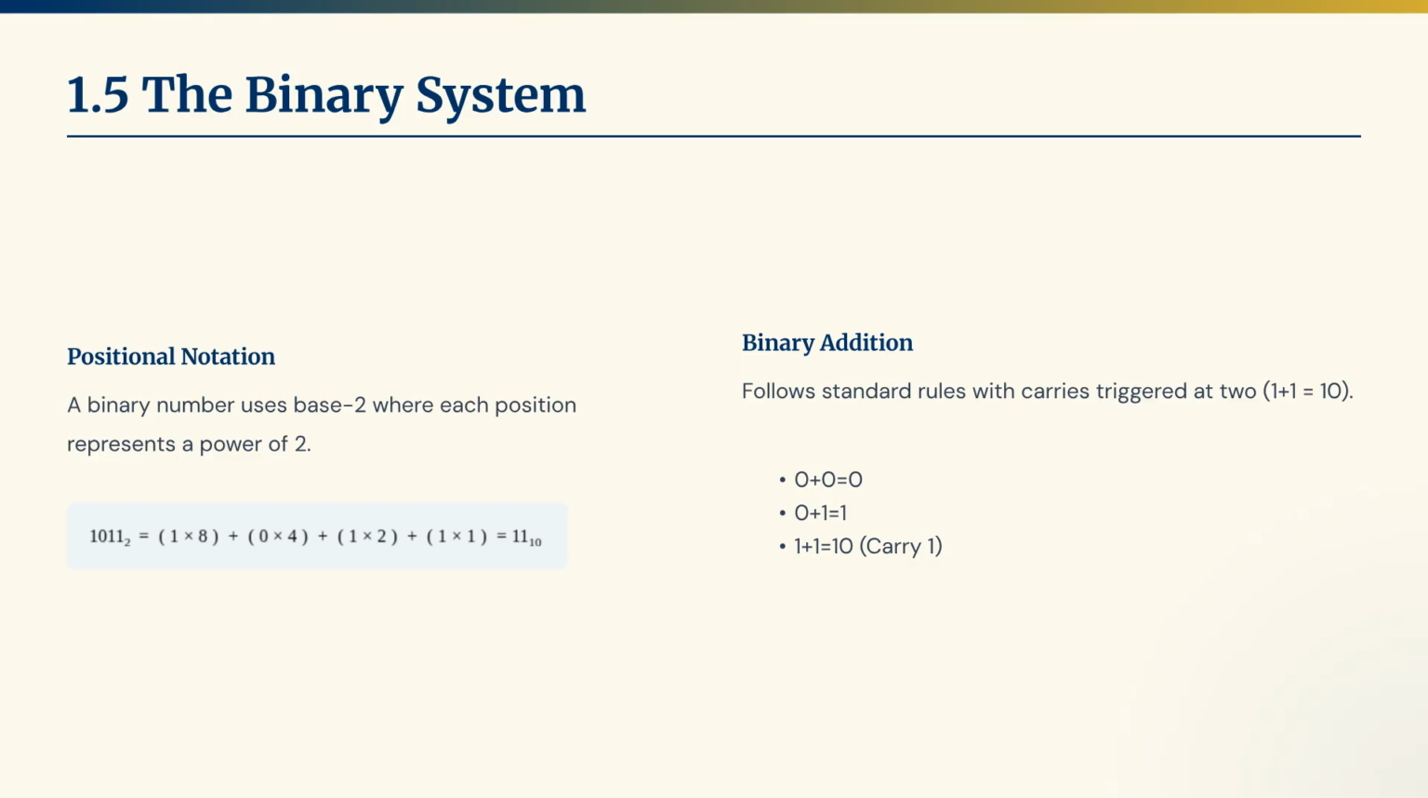The binary system uses base 2 positional notation, where each position corresponds to a power of 2. Binary addition follows specific rules similar to decimal math, but carries are triggered specifically when the sum reaches 2.